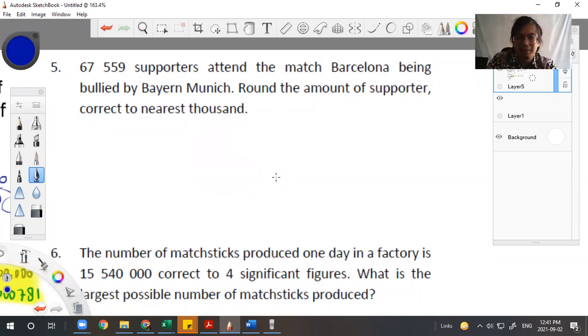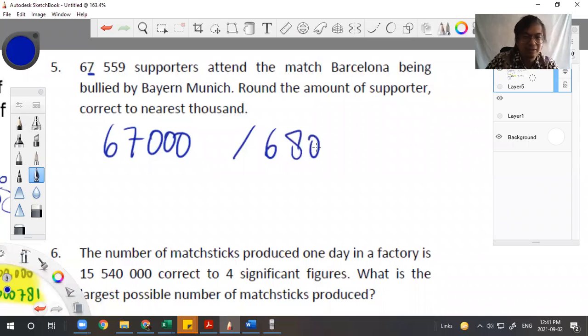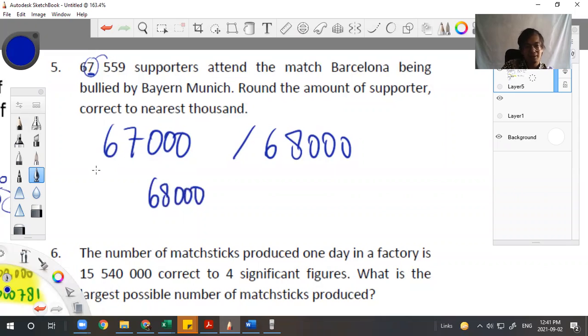67,559 supporters attend the match of Barcelona being bullied by Bayern Munich. Round the amount of supporters correct to the nearest 1,000. Nearest 1,000, you have to stop here, right? So is it in between 67,000 or 68,000? Which one is the nearest number? You see the 5 goes up, if 5 increases, then the answer is 68,000. Focus on the right part. So the answer will be 68,000, because you round up.